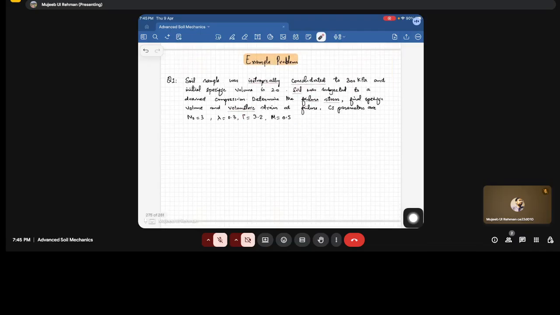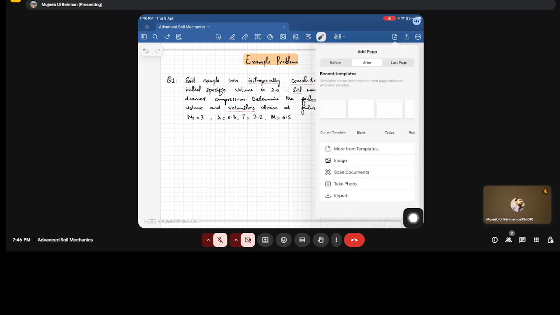We'll start directly. A soil sample was isotropically consolidated to 300 kPa, and the initial specific volume is 2. The soil was subjected to drained compression. Determine the final stress, final specific volume, and volumetric strain. The critical state parameters are given: N is 3, lambda is 0.3, kappa is 3.2, and M is 0.5.